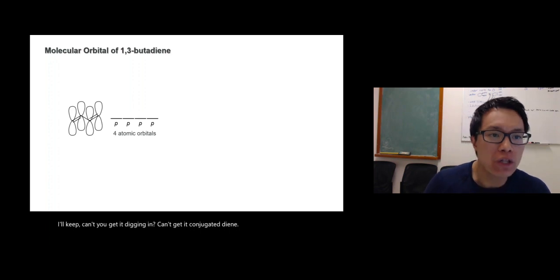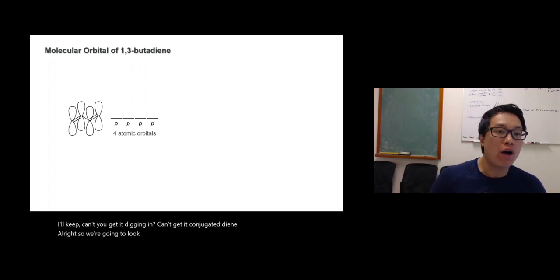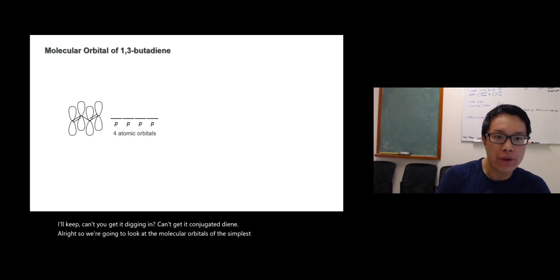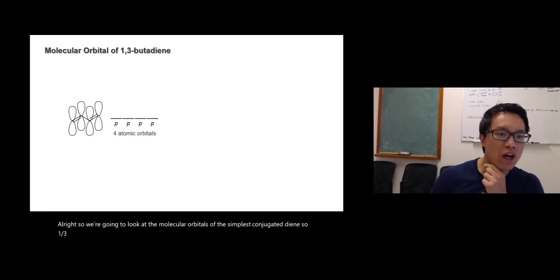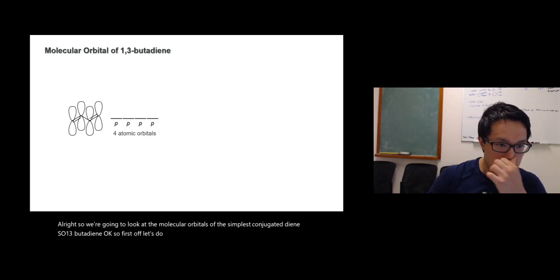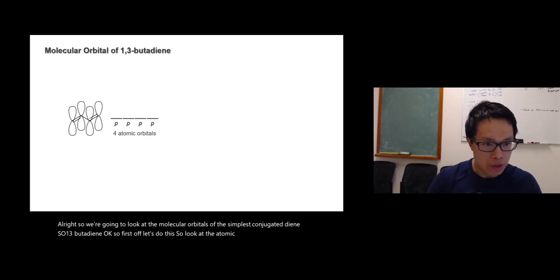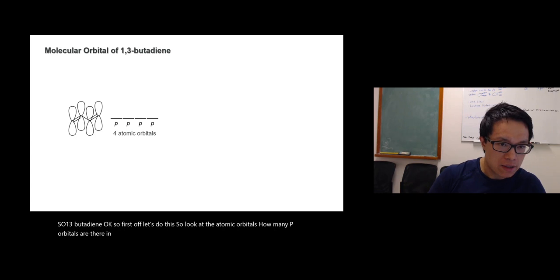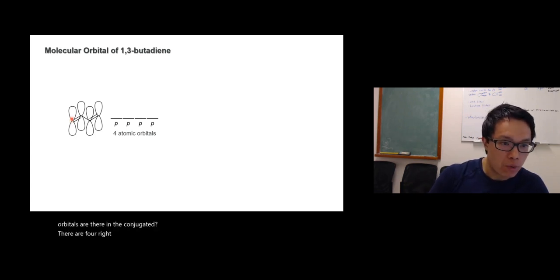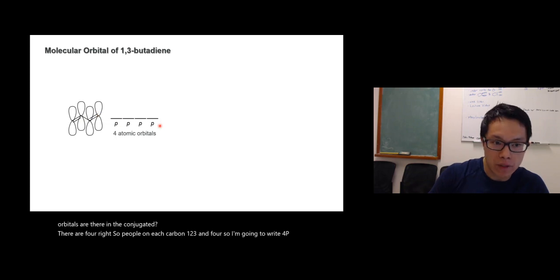All right, so we're going to look at the molecular orbitals of the simplest conjugated diene, 1,3-butadiene. First off, let's look at atomic orbitals. How many p orbitals are there in conjugated butadiene? There are 4, right? A p orbital on each carbon, 1, 2, 3, and 4. So I'm going to write 4 p orbitals, 4 atomic orbitals.